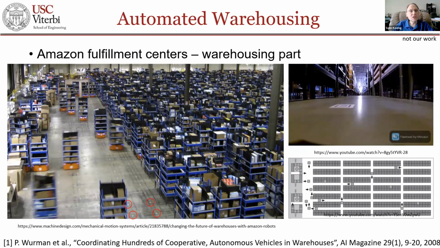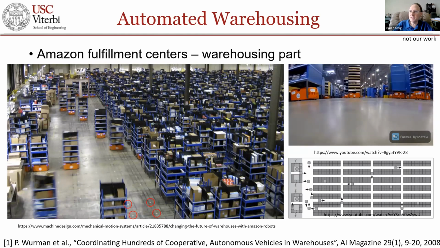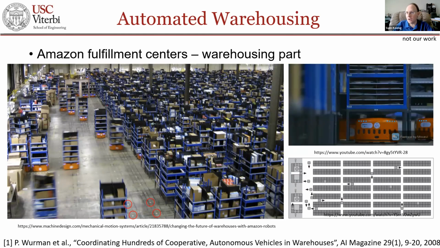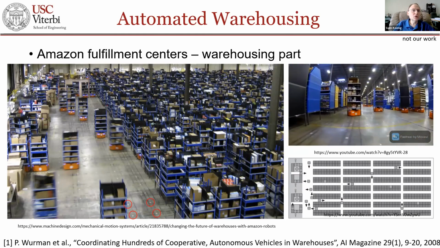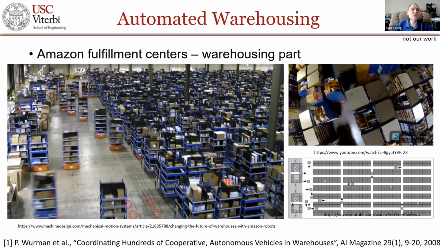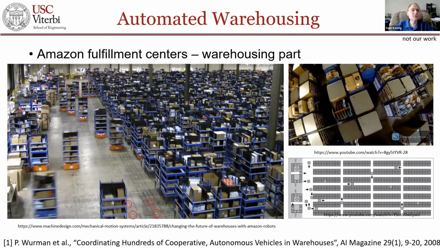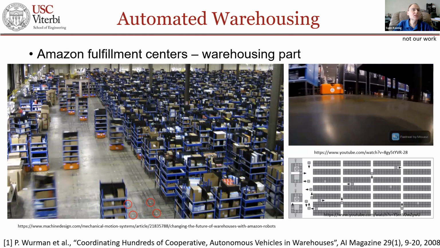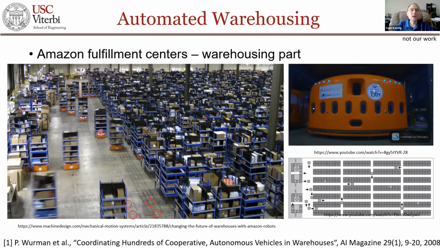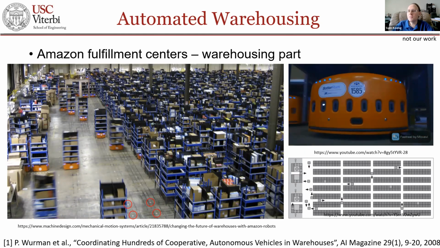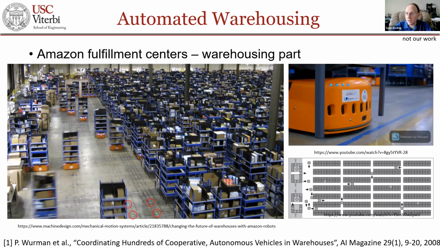This here is an Amazon Fulfillment Center, and in particular, the warehouse part. Amazon stores all of the goods on special lightweight shelves. These are the ones that are shown in blue here. You can see a shelf here. And let's assume that you order something from Amazon, for example, a teddy bear.